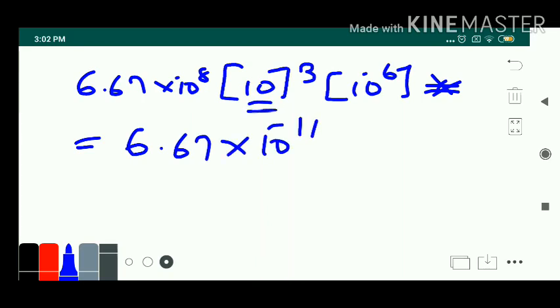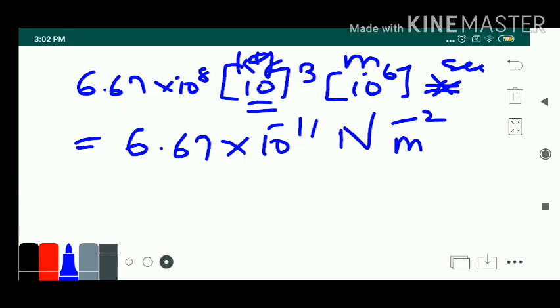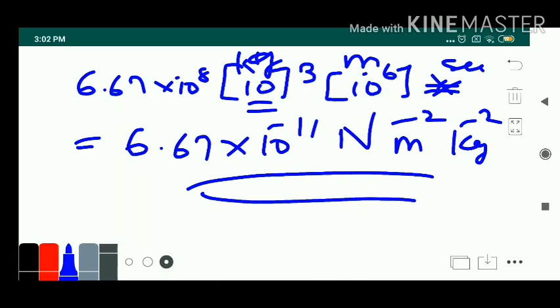Now this entire section, this was in kilogram, this was in meter, and this was in second. So the unit is Newton meter squared per kilogram squared, as I have just converted into the SI system. You got the answer. Clear? Just the steps have to be followed, guys. It's very easy. Follow the exact steps to convert.